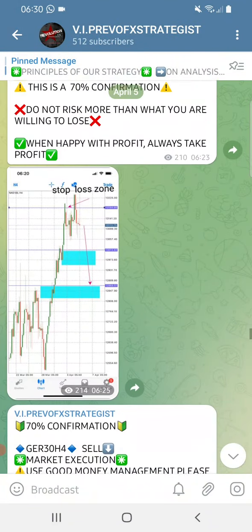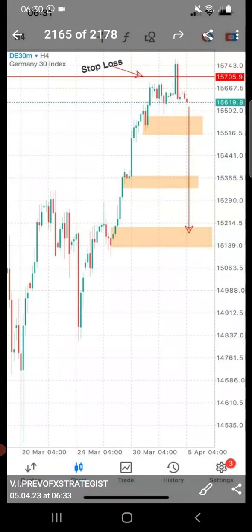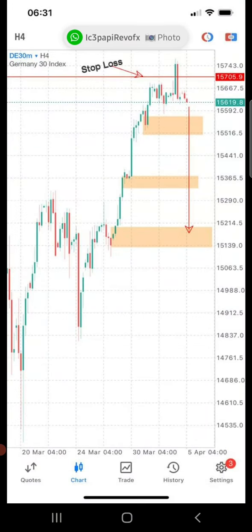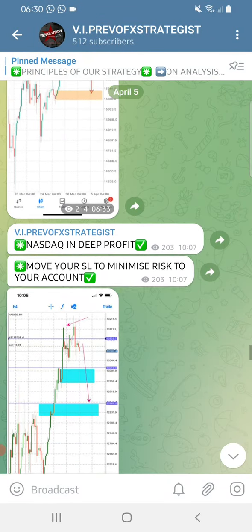Okay, and together with Nasdaq, we took German 30. As you can see, there's a signal right there, and that is where we placed our stop loss right there. Okay, and let's see how the market did.